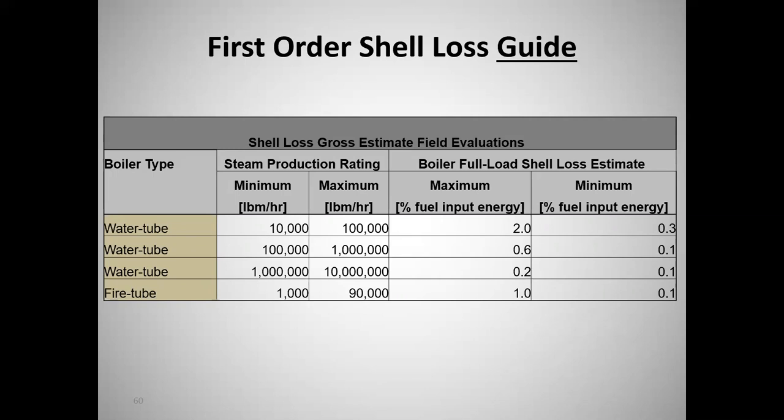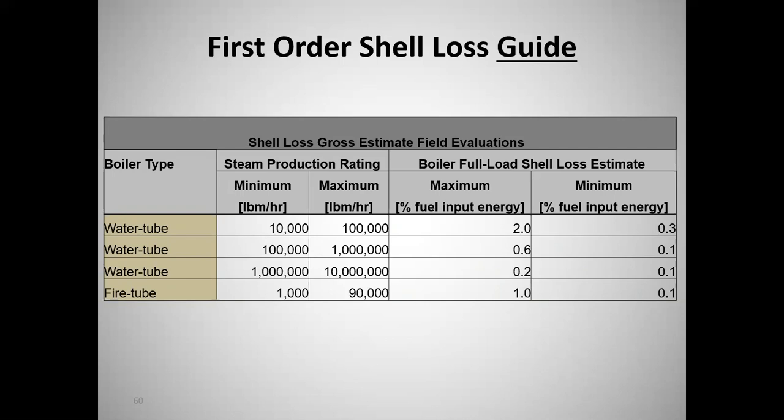The smaller water tubes would probably be on the low side. The smallest ones would be maybe 10,000 pounds an hour, and on the high side of the small category, up to 100,000 pounds an hour. So the maximum shell loss would be about 2%, and that's percent of fuel input energy, down to a low side of about 0.3%. So your shell loss is probably going to be inside that range for that size of boiler.